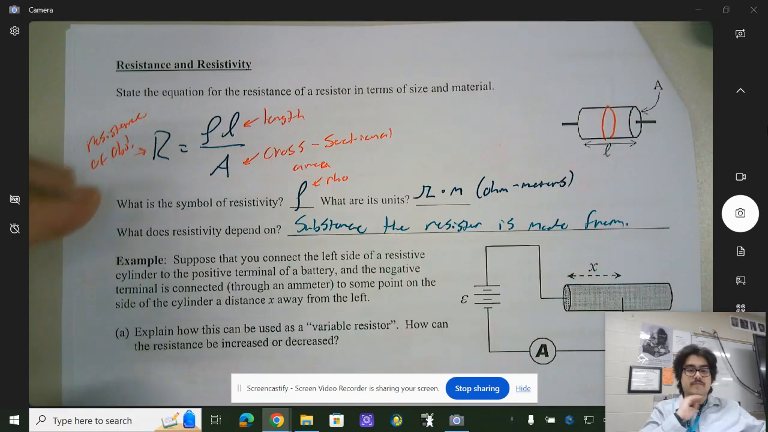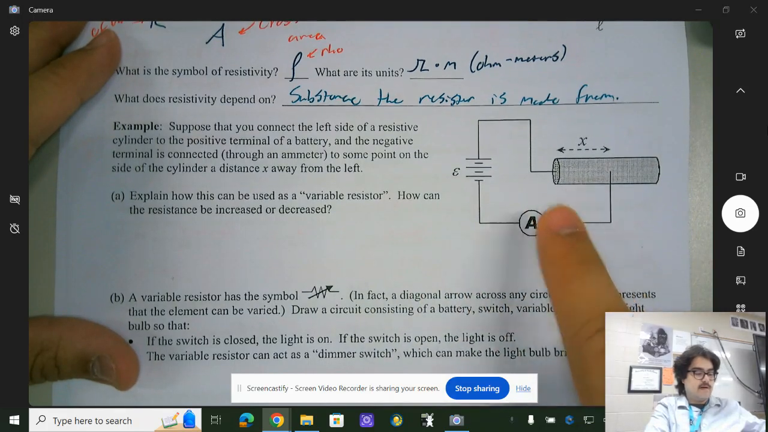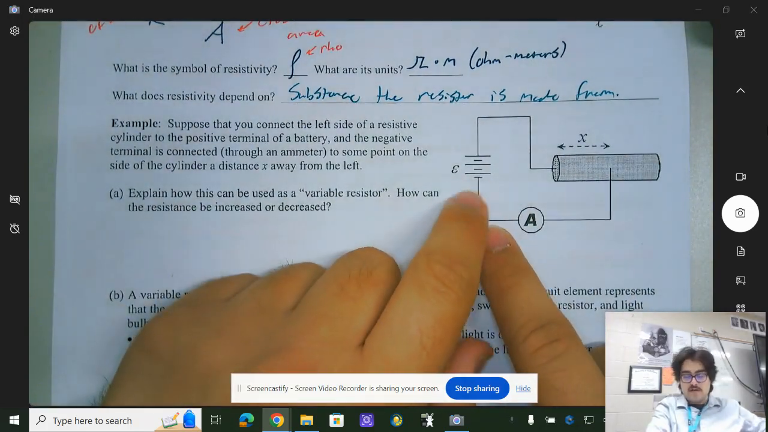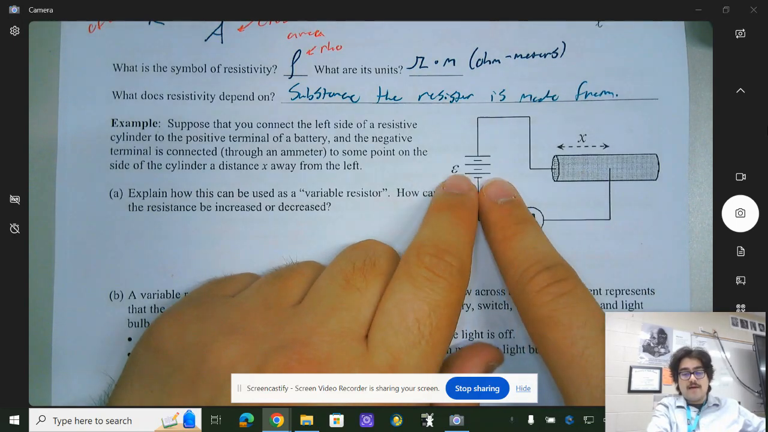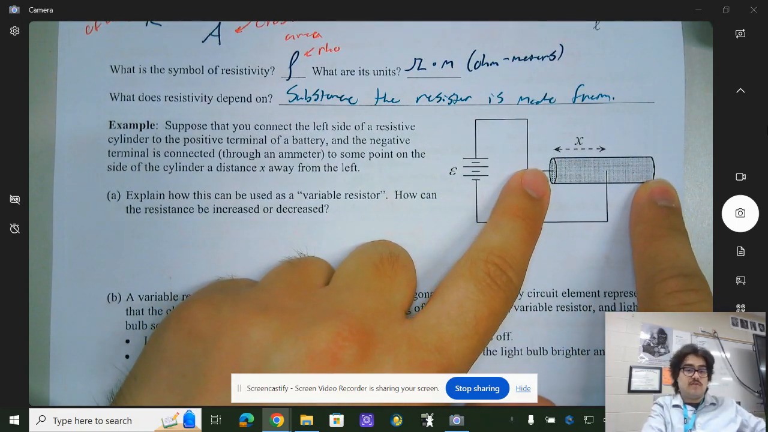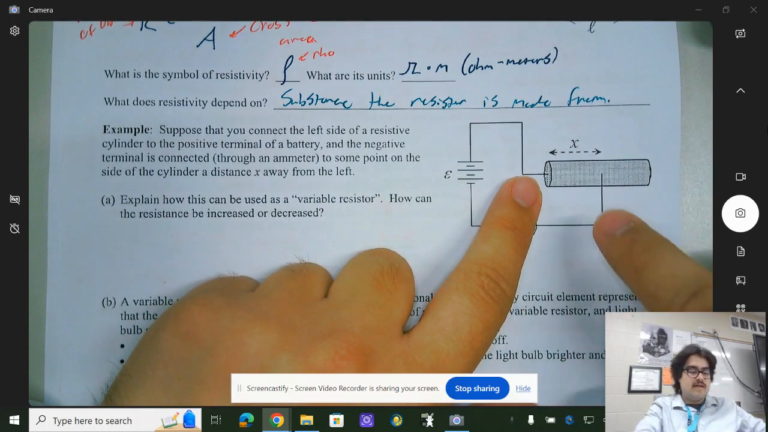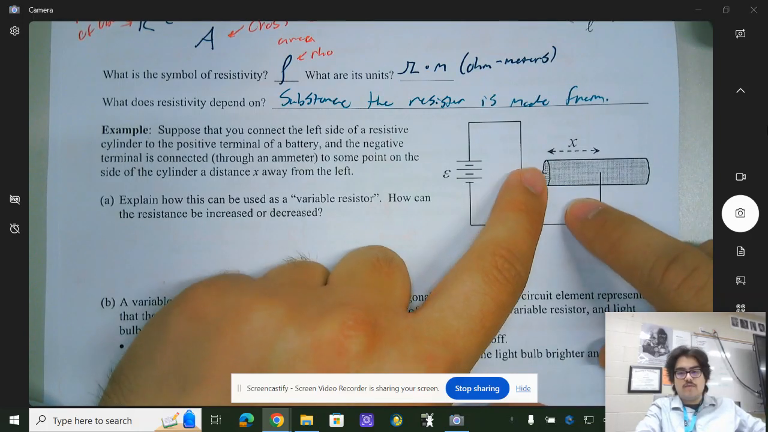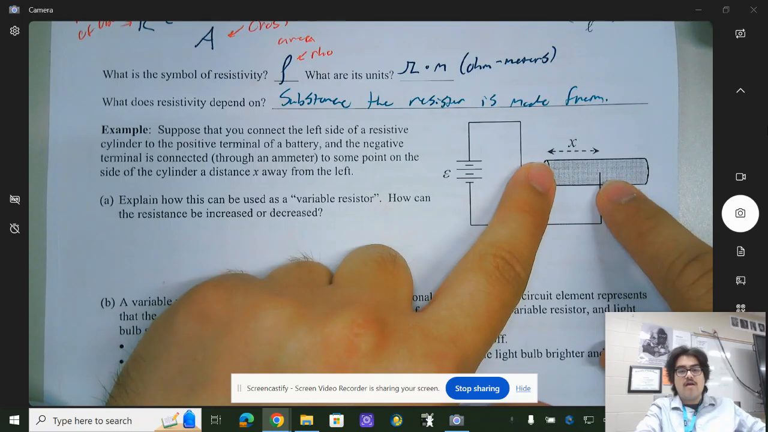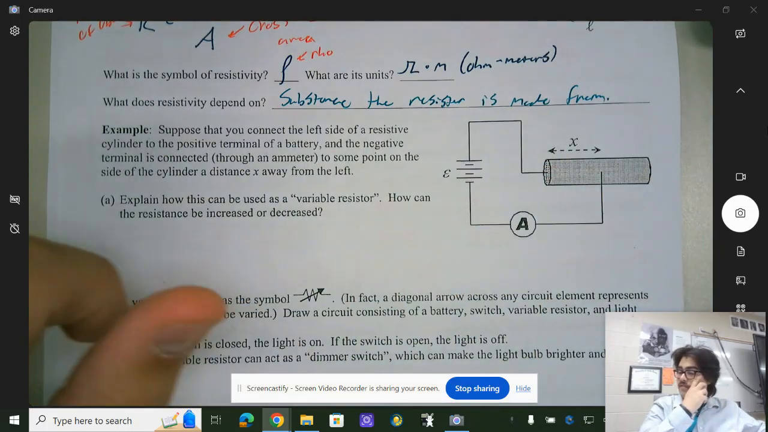Okay, here's an example. Suppose that we connect the left side of a resistor cylinder to the positive terminal of a battery. So we set up a circuit here. We've got a battery. The wire is connected to this cylinder. It's resistive, so it acts sort of as a resistor. We can connect a wire. So we have one wire here, one wire here. We can move this wire back and forth. So how can we use this as a variable resistor?